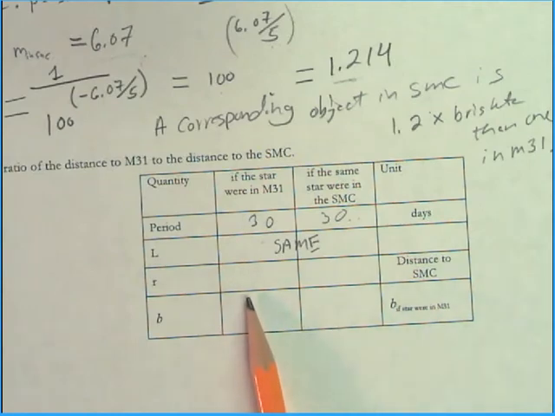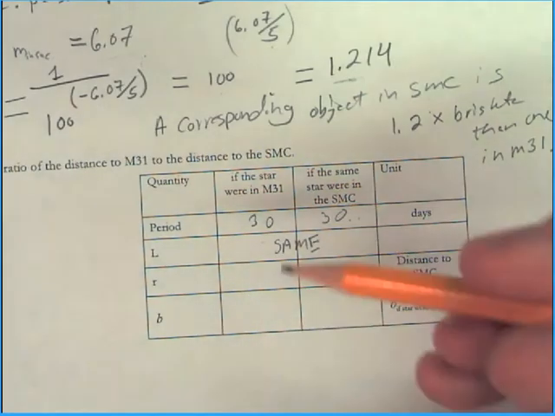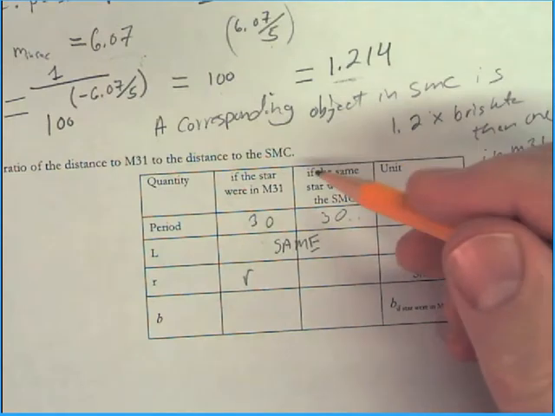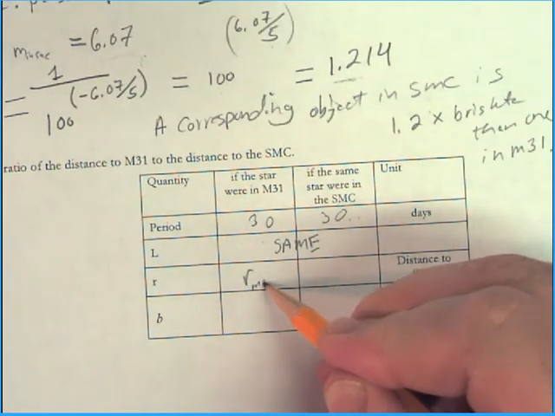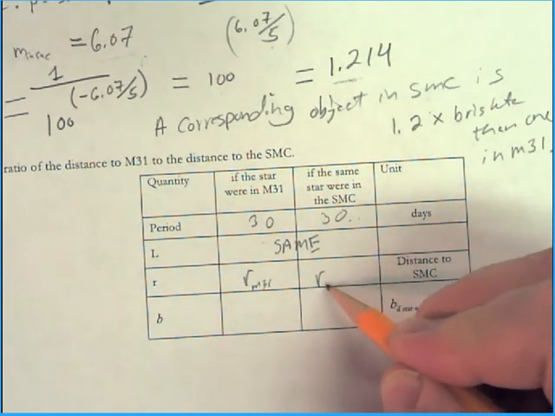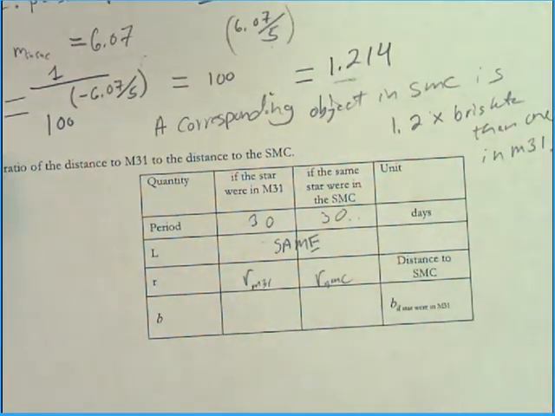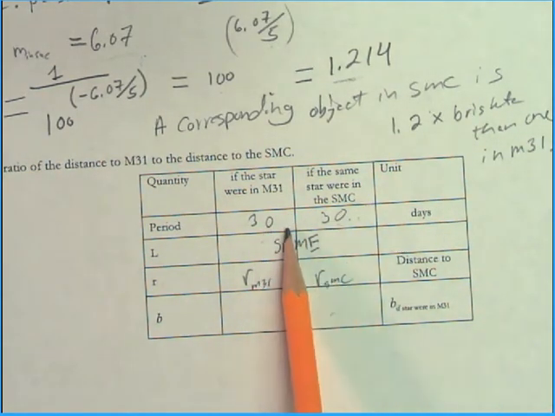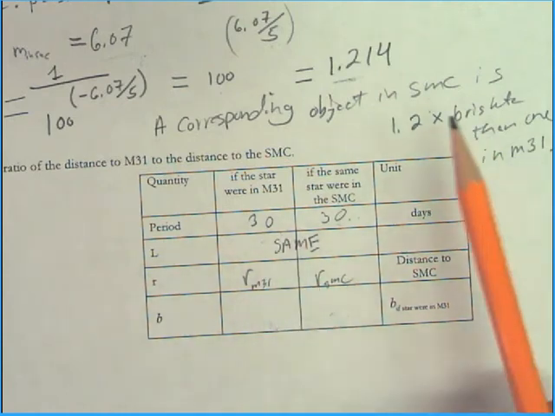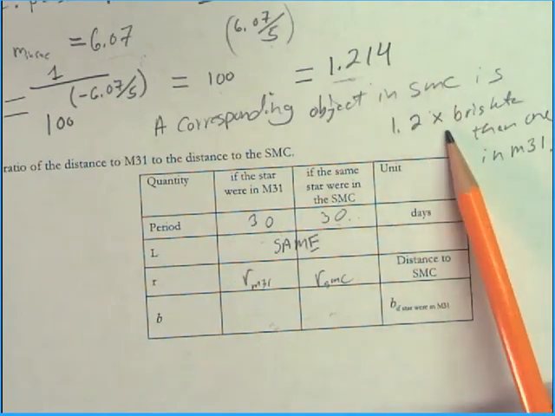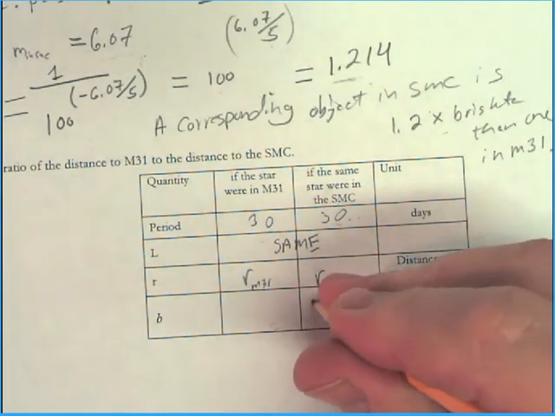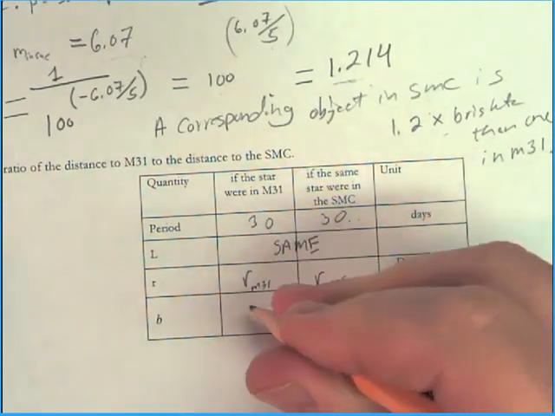And now we have the ratio of the distance to M31 to the distance to the SMC. And now we're going to have the brightness of our corresponding objects. The ratio of that is 1.214 to 1. So this would be 1.214, and that would be 1.